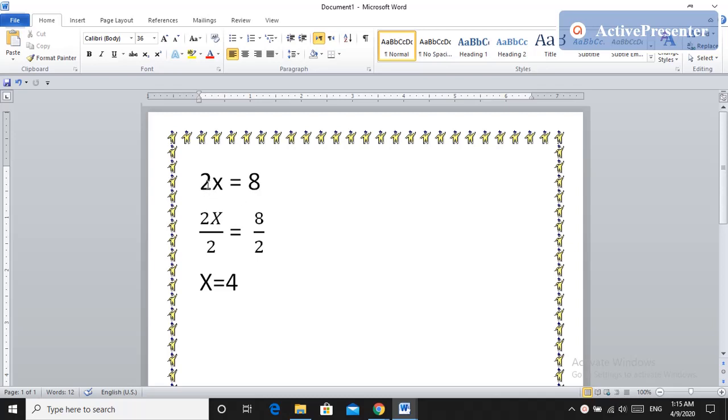Okay, divide both sides by 2. So 2x divided by 2 is equal to x, which is 1x, and we don't write the 1. That equals 8 over 2, which is 4. So x is equal to 4. As simple as that, guys. You do the inverse operation.